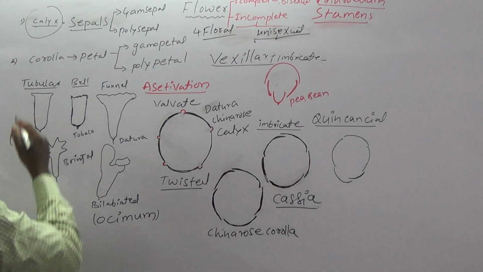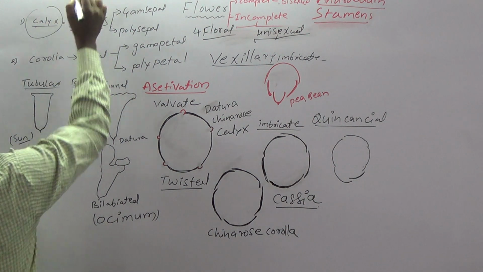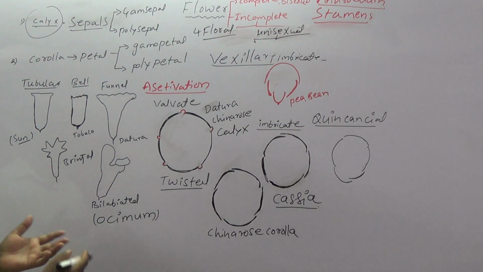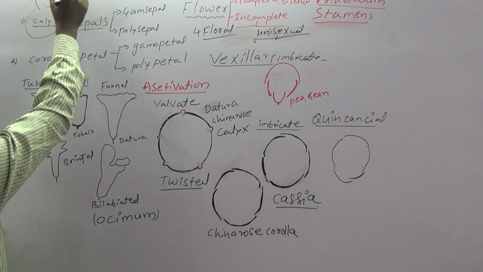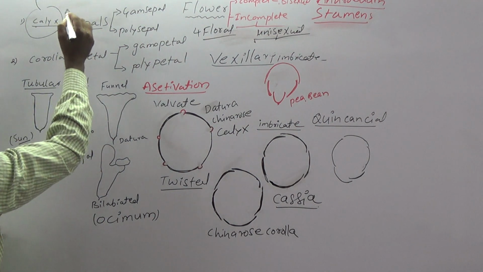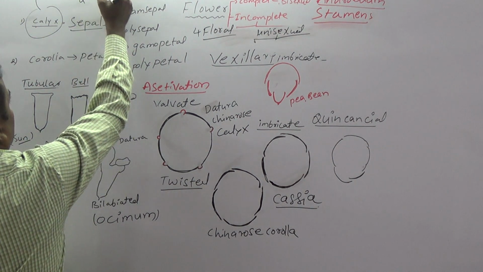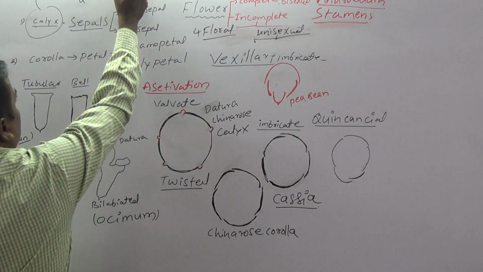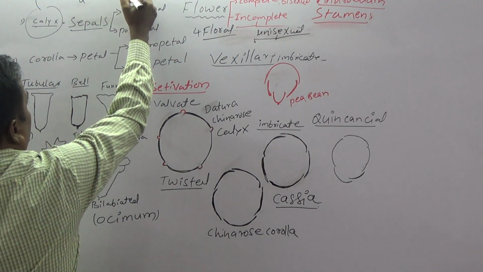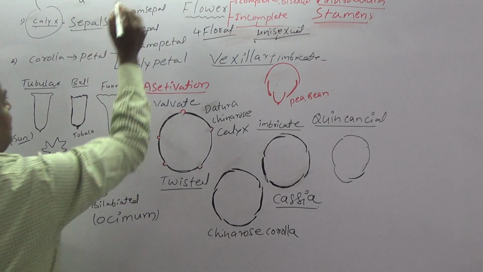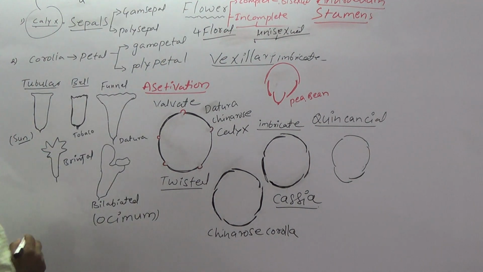So what is the symbol of the calyx? K, in the floral formula. If it has 4 sepals, K4. If it has 5 sepals, K5. If it is gamosepalous, nothing but united. Polysepalous is nothing but free. Are you clear?